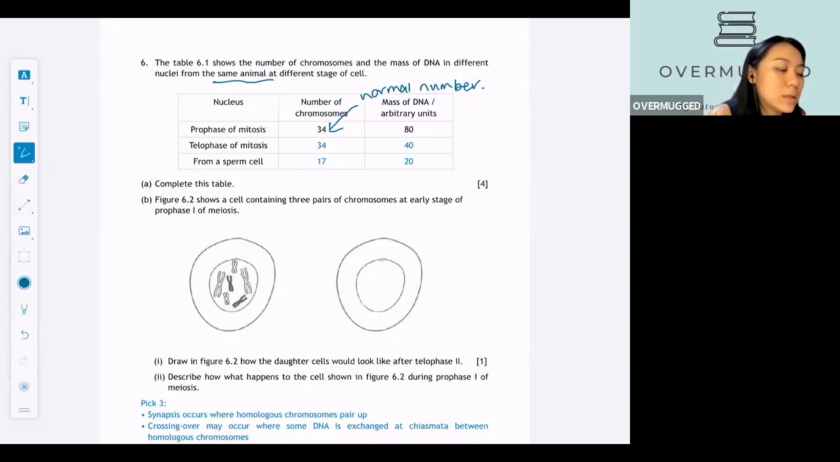Okay, so DNA. When we talk about DNA, let's say this is the example here, right? How many chromosomes? This is 2 chromosomes. For the amount of DNA, you look at the chromatids, which means this part. So here, there are 2 chromosomes, but there are 4 DNA.